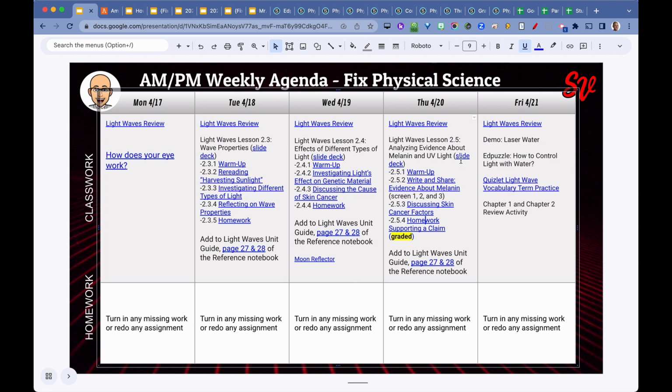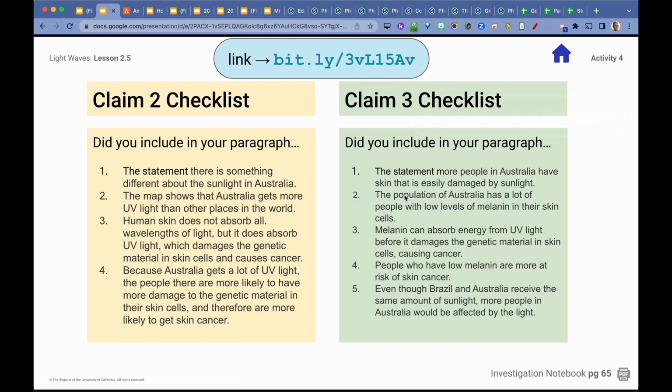Then I gave them an opportunity to do some revisions, with a little checklist here. If they did claim 2 or claim 3, they should have this information in their paragraph.